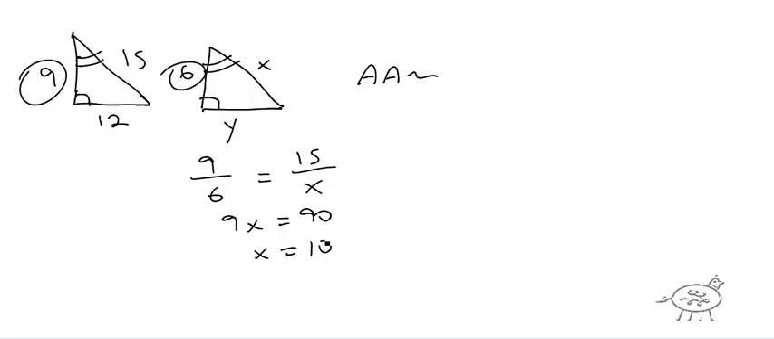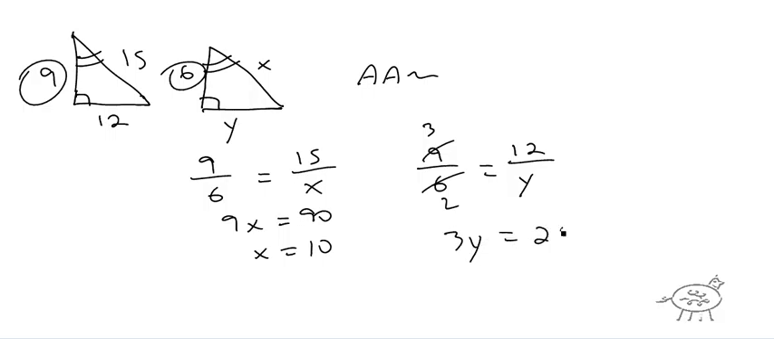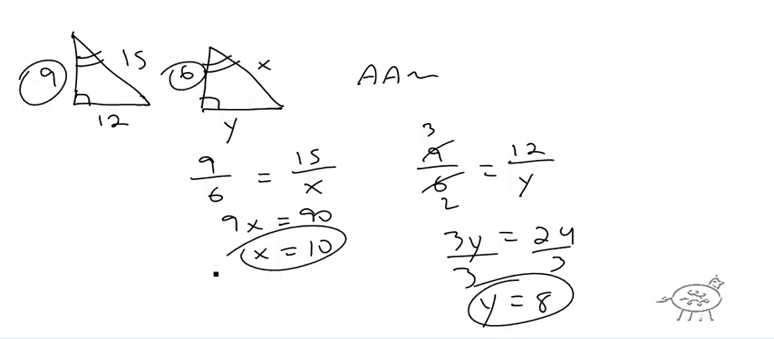All right, and then I can figure out what the value of Y is. You can do the same thing. 9 over 6 is equal to 12 over Y. Now, if you wanted, you could simplify this a little bit ahead of time. I can simplify this fraction, right? Isn't that 3 halves? And then I get 3Y equals 24. Divide by 3, Y equals 8. Okay, those are your two answers. Not too bad, right?